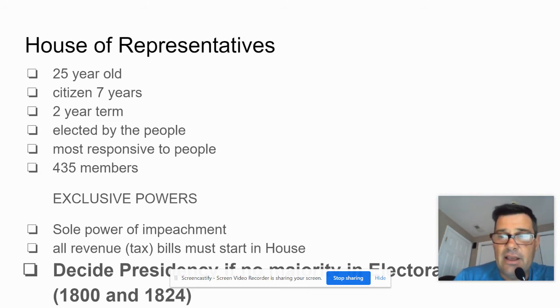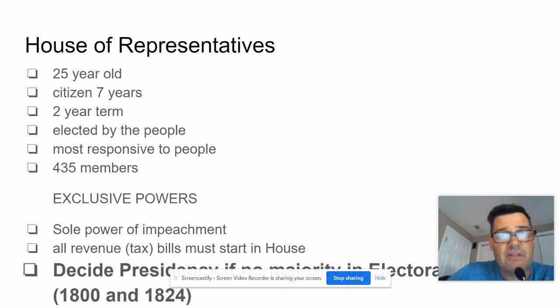I'm sorry that half of Electoral College got cut off. I should have fixed that when I was editing. The House decides the presidency if no majority in the Electoral College is received by somebody. And by the way, that happened in both 1800 and 1824. That's the only time it's ever happened.